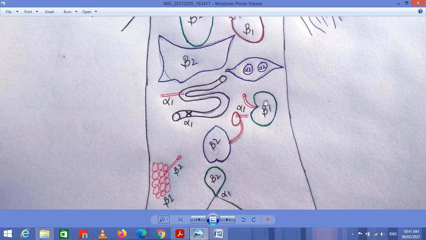Similarly, the beta 1 receptors are present on the juxtaglomerular apparatus, the juxtaglomerular cells. The juxtaglomerular cells inside the kidney contain the beta 1 receptor. Beta 1 receptors are only present on the renin producing cells inside the kidney. The renin producing cells are the juxtaglomerular cells. I am going to show you in the next diagram.